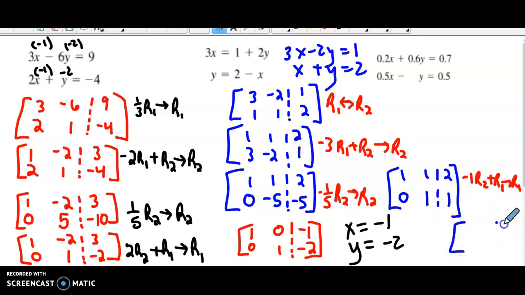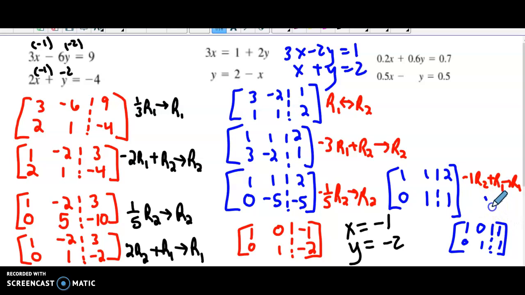So that will give me, let's see, my row 2 staying the same this time, right? I'm multiplying negative 1 times row 2. Negative 1 times 0 is 0, plus 1 is 1. Negative 1 times 1 is negative 1, plus 1 is 0. That was my purpose. Negative 1 times row 2 is negative 1, plus 2 is 1.